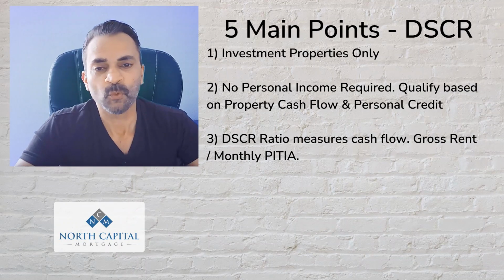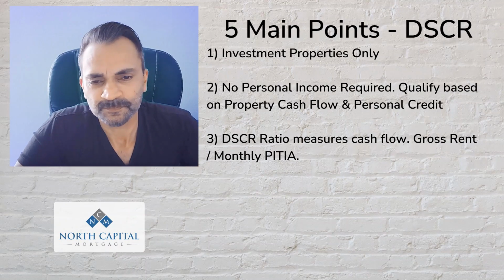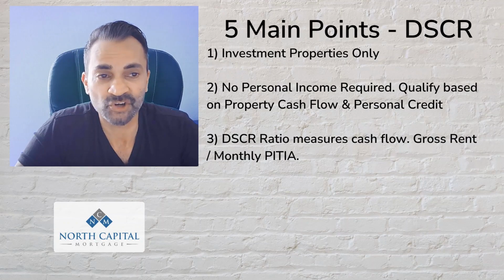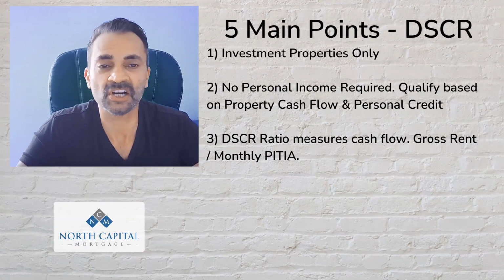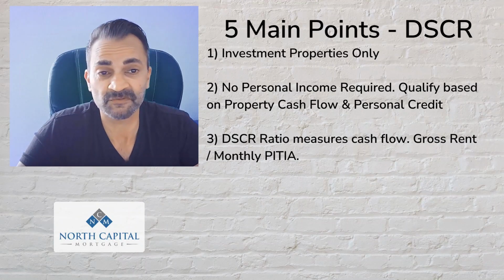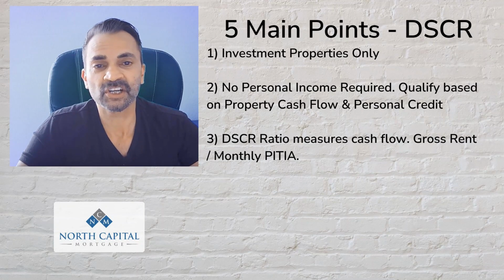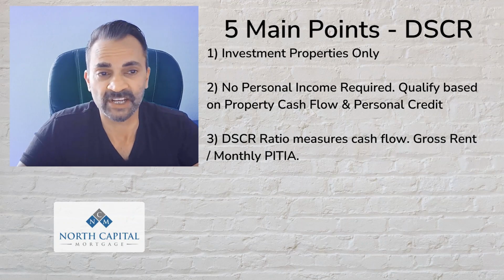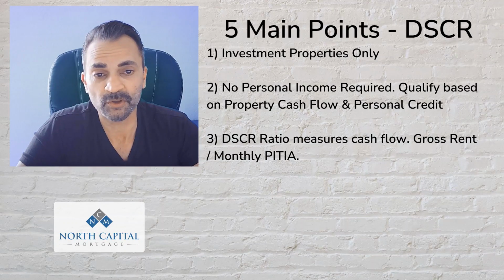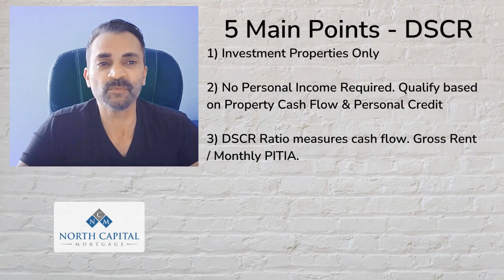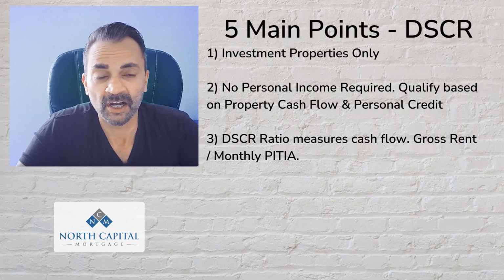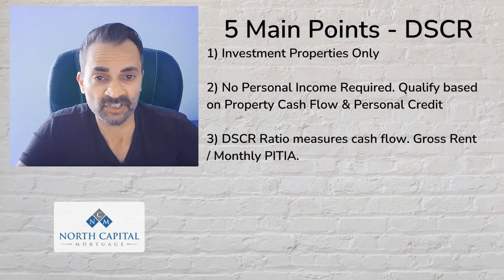So when you look at the DSCR ratio, the best scenario is to have a 1.0 ratio or higher. That means your rents are covering your monthly expense. You're going to be able to put down a little bit less money, as little as 15% down, and you're going to have a better interest rate. If your ratio is below 1.0, you're still going to be able to qualify, but you may have to put down a slightly higher down payment, perhaps 20%.